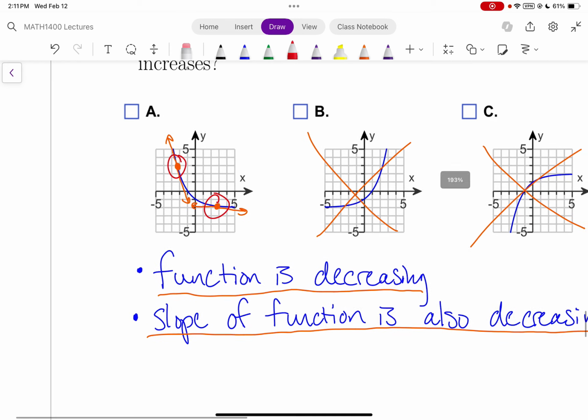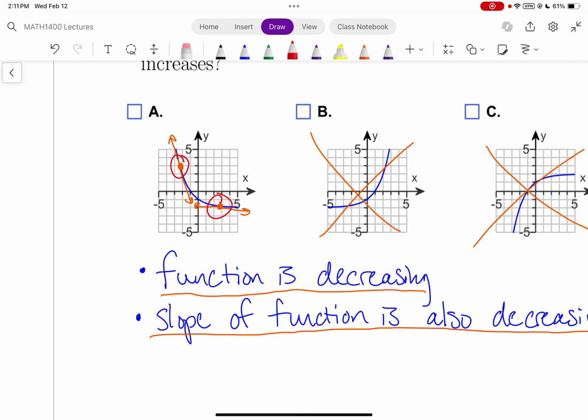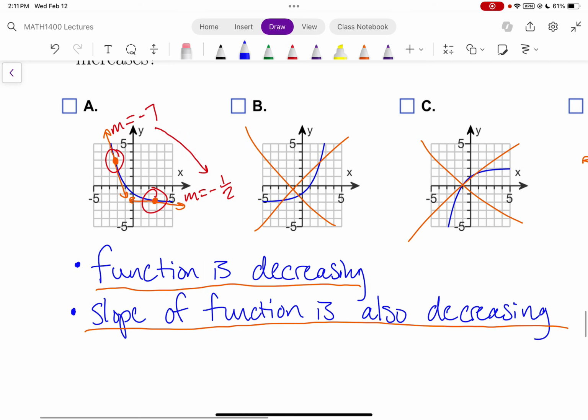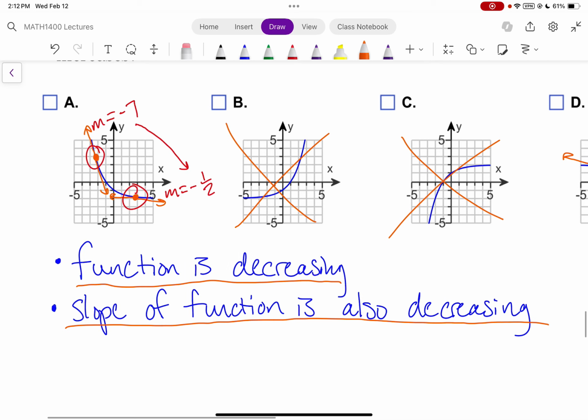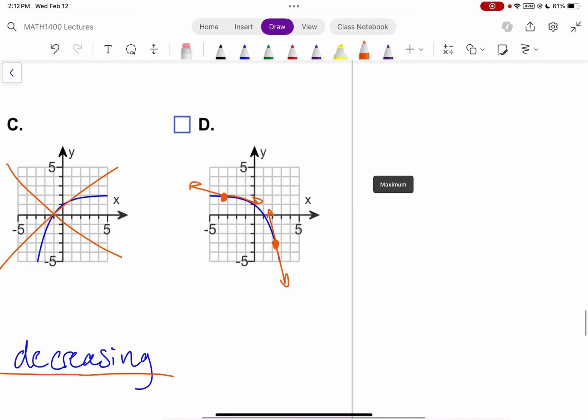Which means the slope is increasing, right? I'm just going to write this as an example, but for this one, we could have the slope be -7, whereas this one could be m equals -1/2 or something like that, right? So as we go from this slope to this slope, are we increasing or decreasing? Well, we're increasing the slope. So let's look at the other one.